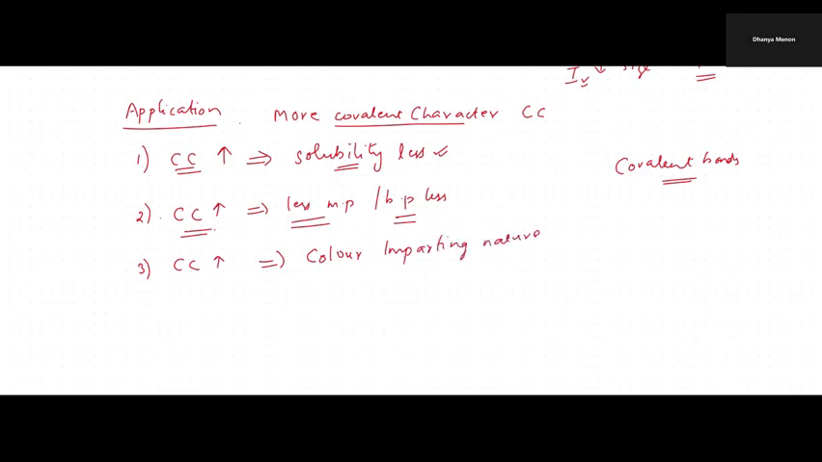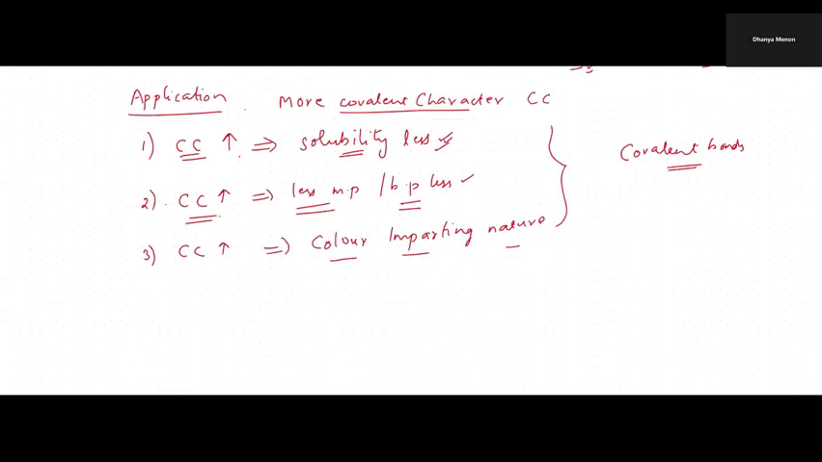Where do we use these applications? We will just practice some questions. We will use this information. Okay. So the ionic compound whose covalent character is more will be less soluble. They will have less melting and boiling point, and they will have color imparting nature. That means they are more darker in color. Okay. So let's use these applications.